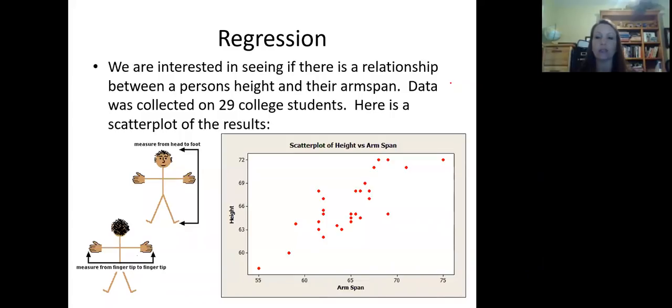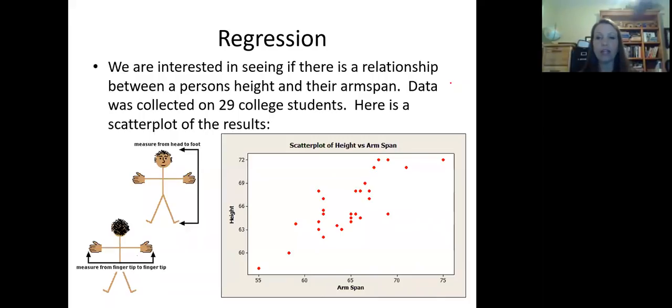The second thing is direction. We have positive or negative. If it's positive, as arm span increased, height also increased. And that's what we see here. So if it goes from bottom left to upper right, that kind of linear form, then that's going to indicate that we have a positive relationship. And negative is going to be the opposite. It's going to go from top left to bottom right.